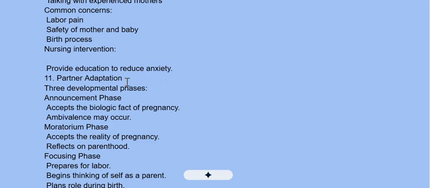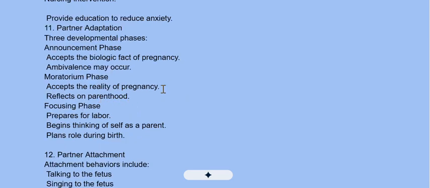11. Partner adaptation. 3 developmental phases. Announcement phase: accepts the biologic fact of pregnancy. Ambivalence may occur. Moratorium phase: accepts the reality of pregnancy. Reflects on parenthood. Focusing phase: prepares for labor. Begins thinking of self as a parent. Plans role during birth.